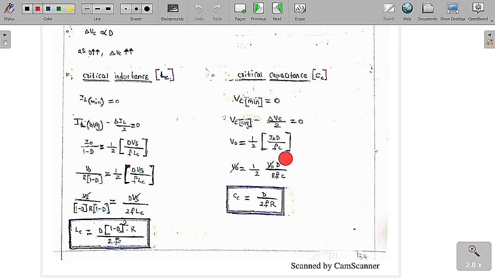So here V naught is equal to half into I naught, where I naught is V naught by R, into D by fC. So V naught cancels, and we get the critical capacitance equal to D by 2fR. You can see clearly that the critical capacitance is independent of the inductance. This is the value of the critical inductance and this is the value of the critical capacitance. If the values of the inductor and capacitor are greater than these values, then there is continuous conduction in the inductor current and also in the capacitor voltage.